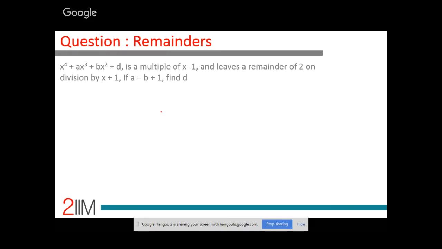So this number is a multiple of x minus 1. What does it mean? P of 1 is 0. P of minus 1 is 2, and a equals b plus 1. Three equations, plug it in, and you'll be able to find a, b, and d. A very routine question. If you know that funda, these kinds of questions are very common. When you look at the question, you'll know the method, you'll still have to diligently solve it and get to the answer. Very common. 10 to 12 questions will be like this.